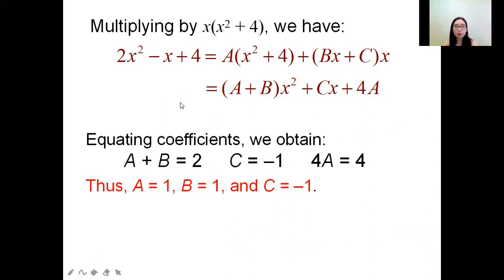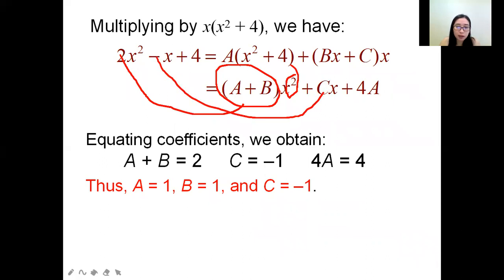So now we equate the coefficients. For x squared, A plus B is equal to 2, then C is equal to negative 1, which is already clear, then 4A is equal to 4. So therefore A is equal to 1.